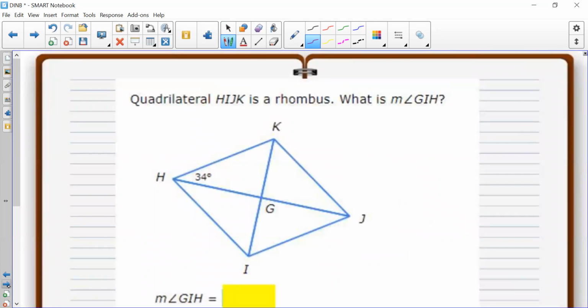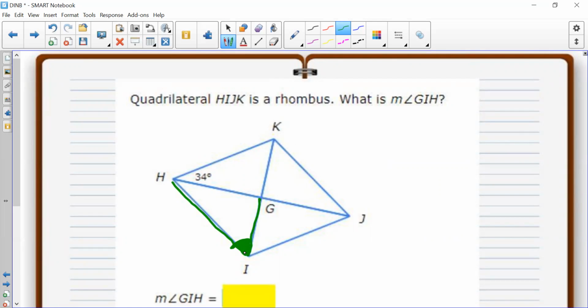Okay. All right, now let's do some solving. We have a quadrilateral. It is a rhombus. What is the measure of angle GIH? Okay, now when we are finding that angle GIH, remember to go in order. Start at G, next go to I, and then end at H. So this is the angle that they're actually asking for right here. The middle letter is the vertex. Okay, that's how you figure out what angle they're asking for.